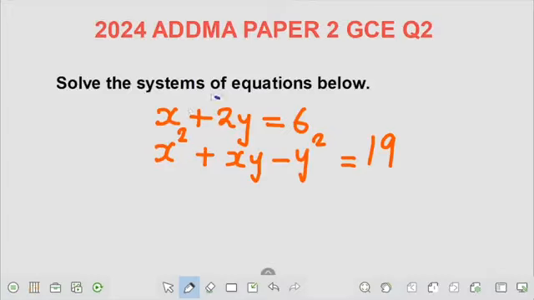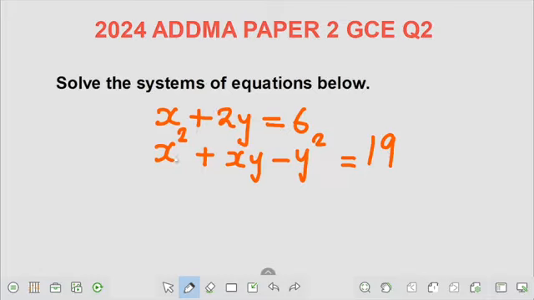So in this presentation, I want us to answer this question right here. This is a question that came in Additional Mathematics Paper 2 for 2024. This was for GCE, specifically question 2. Solve the systems of equations below.